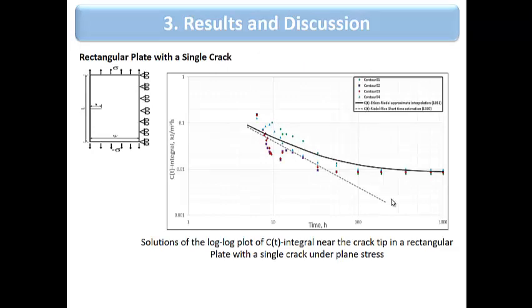As for the results, we divide them into two sections. The first is the rectangular plate with a single crack. As you can see here, the graph of the C(t) integral versus time. The simulation results are compared with the analytical solution from previous researchers, and we can see that the results are reasonable with respect to the C(t) integral with time.